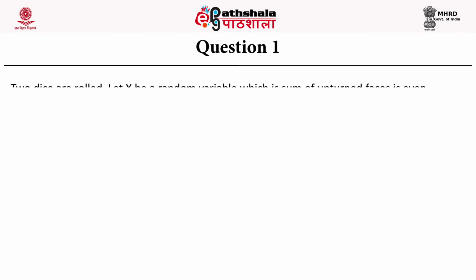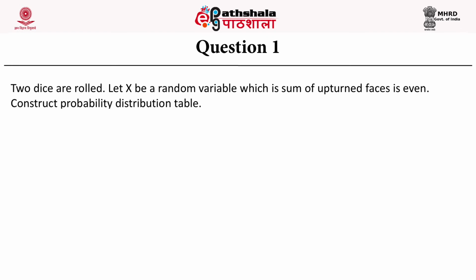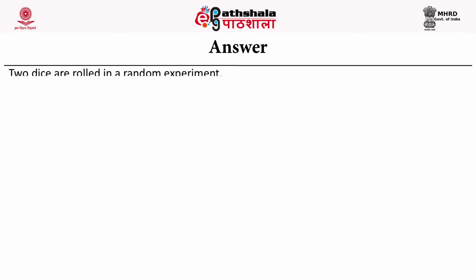Two dice are rolled. In this example we discuss a very simple thing: we roll two dice, and x is a random variable which is 1 if the sum of the upturned faces is even. We first construct the probability distribution function and find the distribution function of x for 1, that is, we are interested in finding the value of F of 1, where F_x denotes the CDF, which is equal to the probability of x less than or equal to small x.